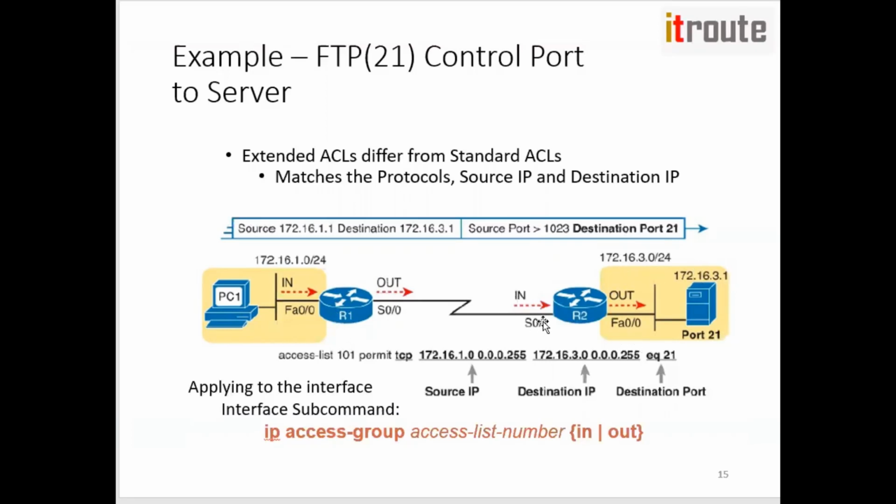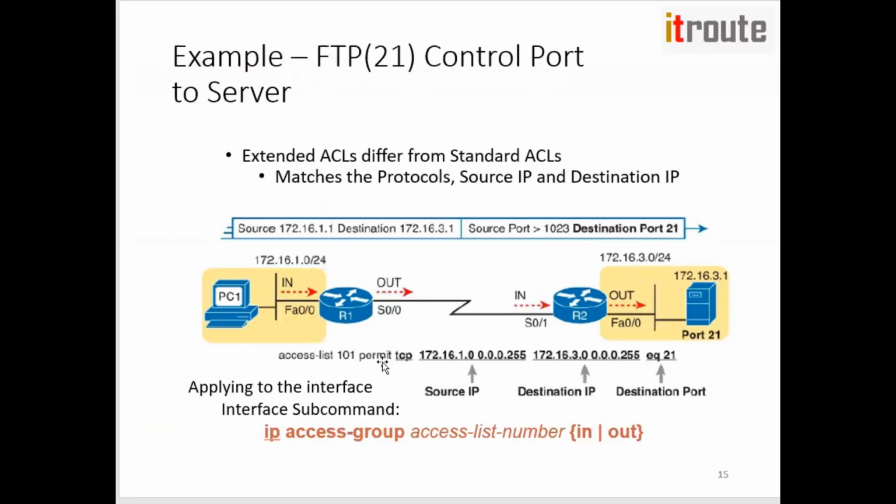If you want to control something, we can say access list 101 permit TCP. We are configuring it here. What do we want to permit? We want to permit this network, 172.16.1.0 with wildcard mask 0.0.0.255. Then the destination network, 172.16.3.0 with 0.0.0.255, and then equal to 21. So this is the statement we can configure.